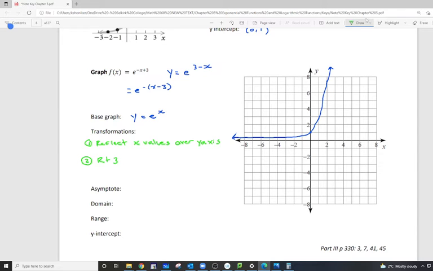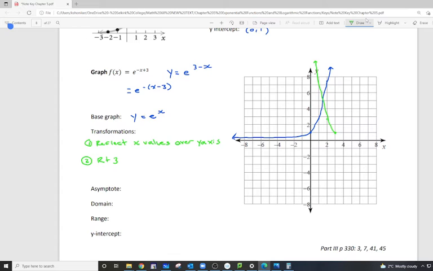So I'm going to reflect my x values. This point's going to stay the same, and then I'm going to move it right 3. This point here, 2.71, I'm going to reflect it, so it's going to go over to here, and then I'm going to move it right 3: 1, 2, 3. Then I take this point here, reflect the x values over the y-axis, then move it right 3: 1, 2, 3. I get this shape that looks like this.